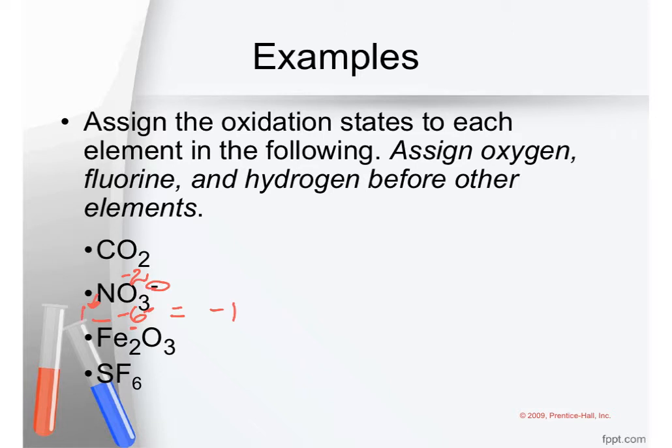That would have to be +5, right? +5 -6 is -1. So the oxidation number for nitrogen is +5. The oxidation number for each oxygen is -2. Hopefully you're getting the hang of that a bit.